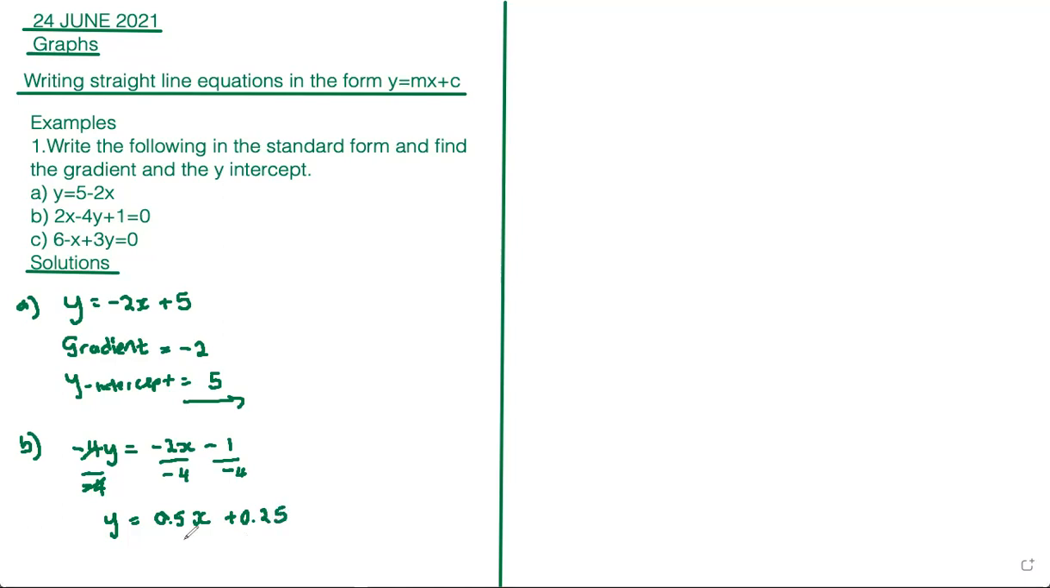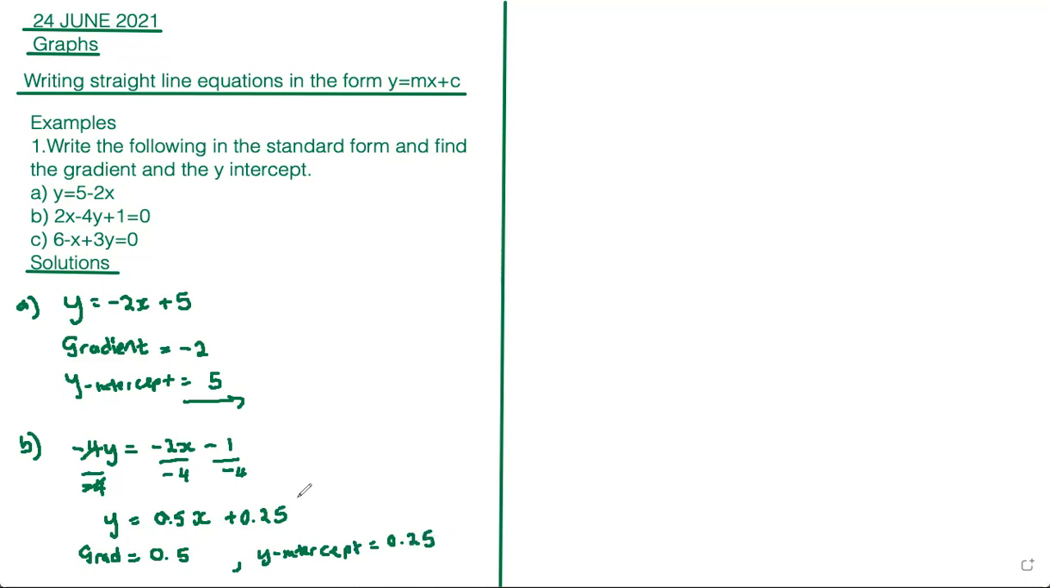From there, we can now see that our gradient is the coefficient of x, so our gradient is 0.5, and our y-intercept is equal to 0.25.